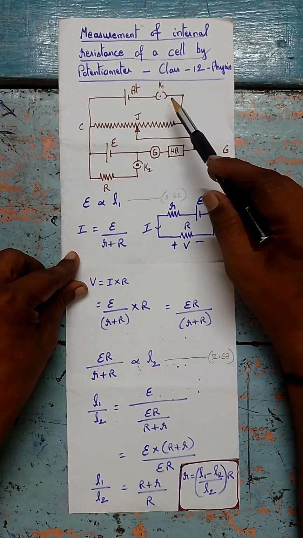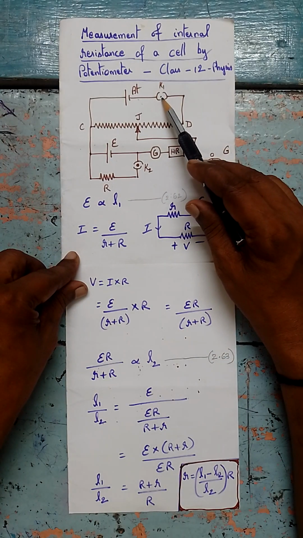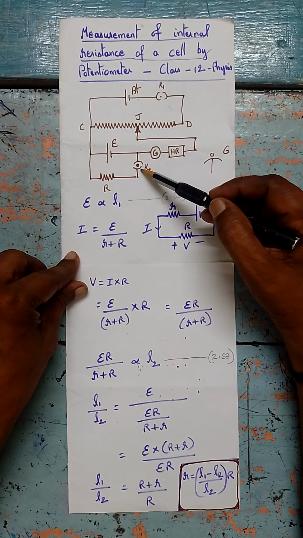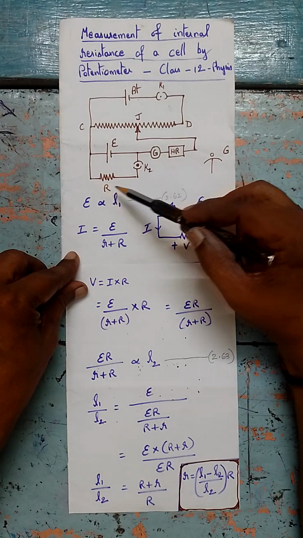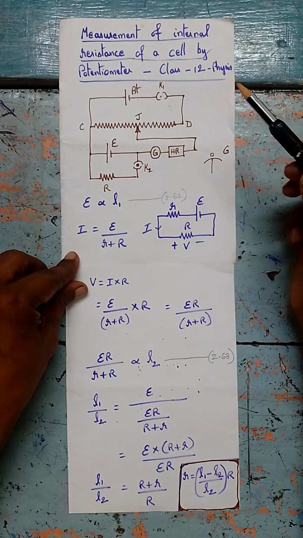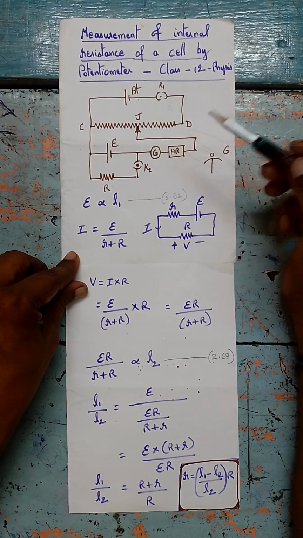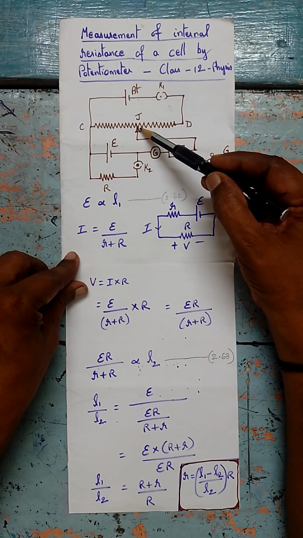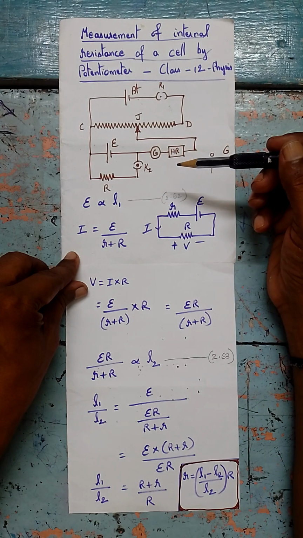From R you have a key K2, so this will be the circuit setup. Initially what you do is close this switch, that is key K1 is pressed and K2 is open. So if this is open, this is an open circuit. Since you have a high resistance, now you try to balance this jockey so that the galvanometer deflection is 0.